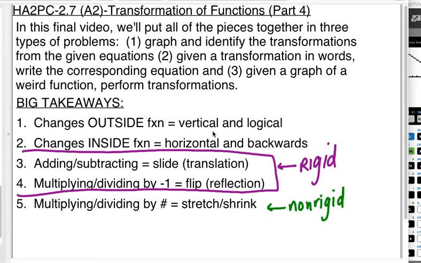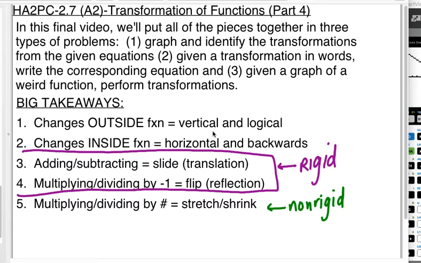So a couple big takeaways from this section. First thing, changes outside the function are vertical and logical. Changes inside the function are horizontal and backwards. We learned 2 big kinds of rigid transformations: adding and subtracting create a slide or a translation. Multiplying and dividing by -1 create a flip or a reflection. Those are rigid. And we learned that multiplying and dividing by a number creates a stretch or a shrink. It's easier to consider those all to be multiplications. So if, for instance, you had f of x over 5, it would be smarter to write that as 1/5 times f of x.